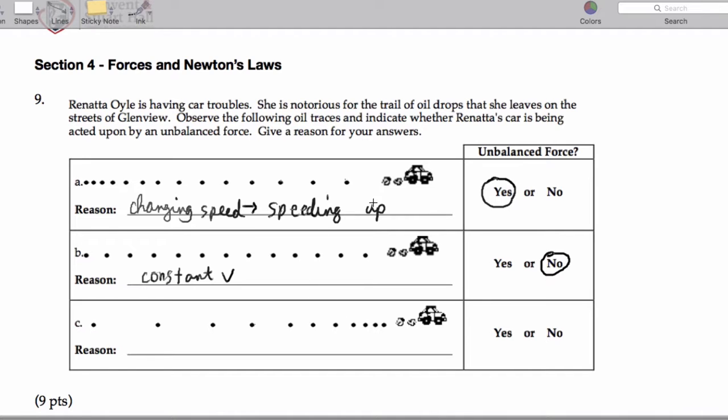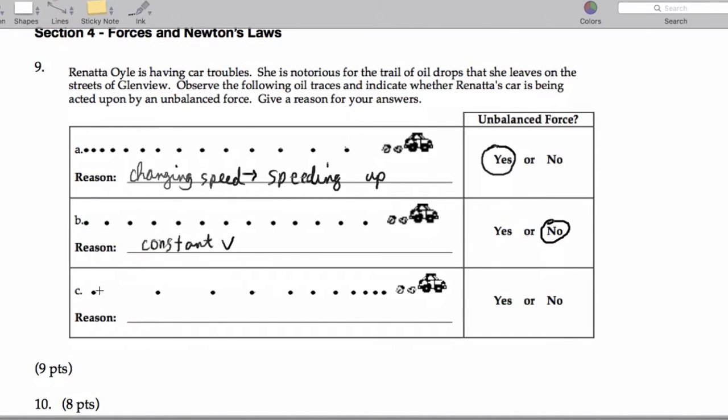And lastly, here we're starting off going really fast because the distance between the drops is big, so it's traveling a big distance in a little time. And then since the time between the drops remains absolutely the same, so this would be second number 1, 2, 3 seconds go by, 4 seconds go by, 5 seconds go by, 6 seconds go by, 7 seconds. Each second that goes by, I'm traveling less distance. So I'm still changing speed, but I'm slowing down. And so the forces are in fact unbalanced.